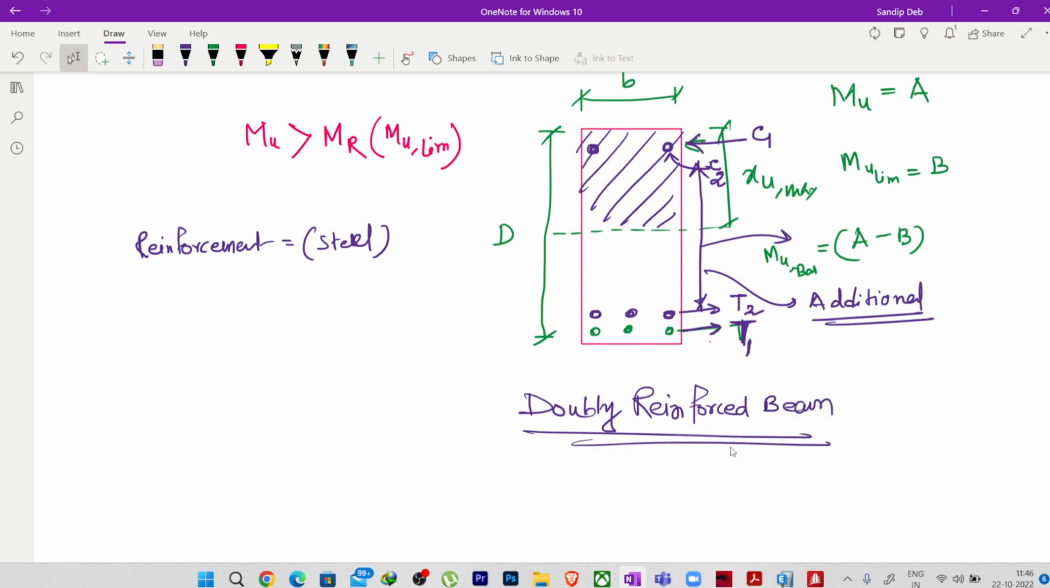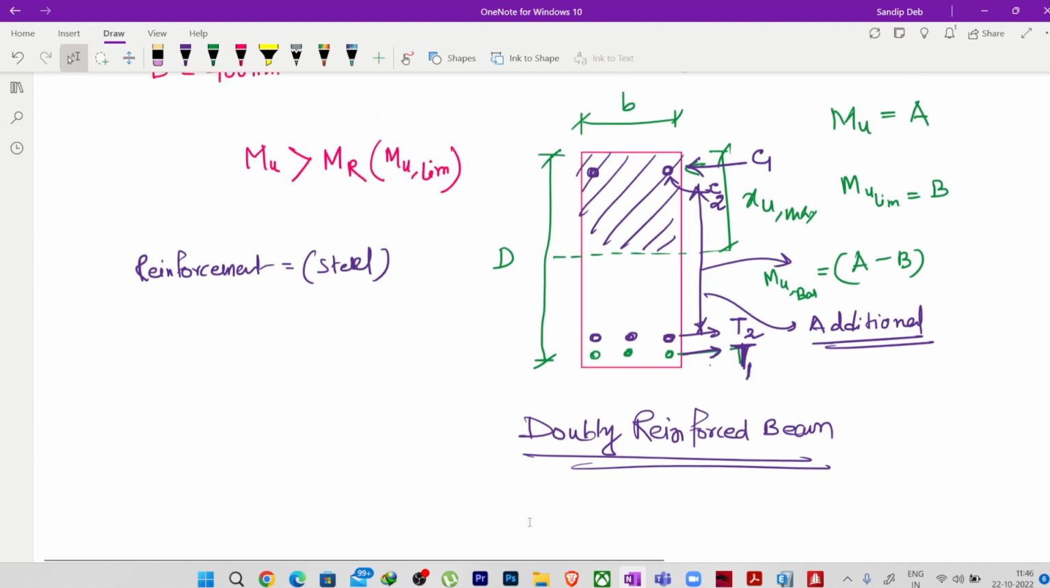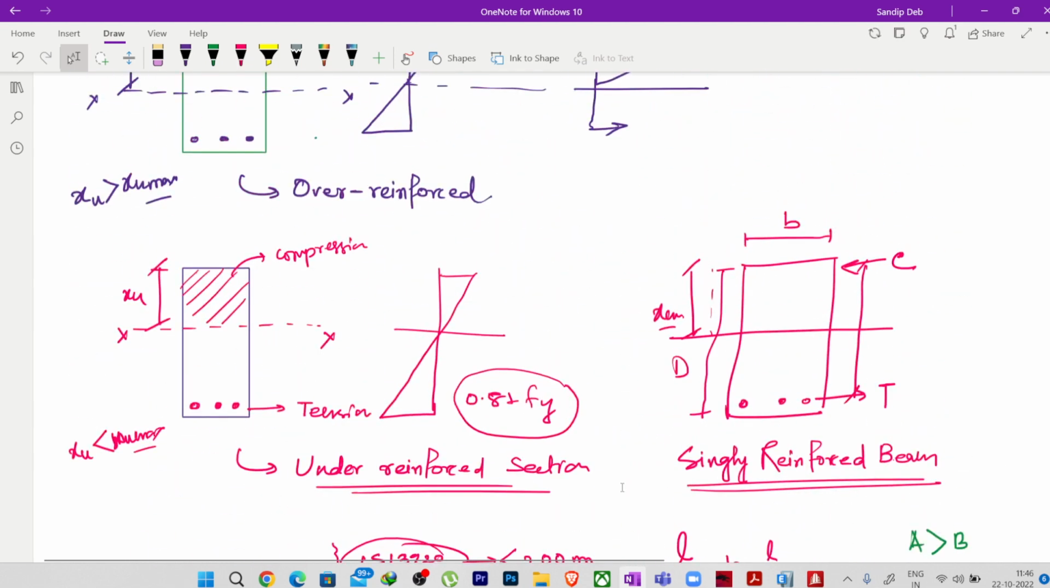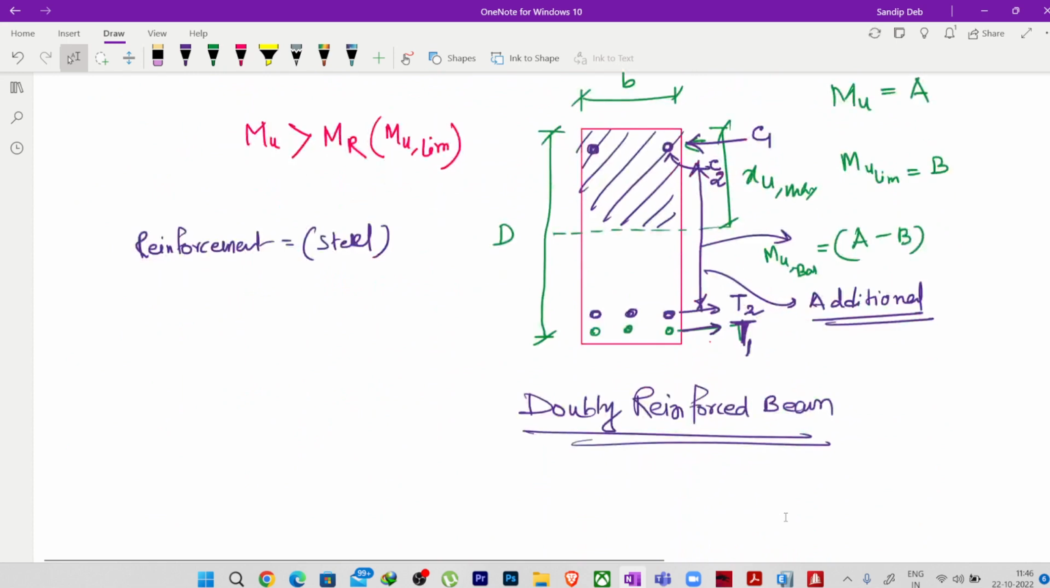Doubly reinforced. But it is always recommended that we should try to keep our beam as singly reinforced as much as possible. Wherever it is very much required, like after discussion with the architect, if it is not even possible to increase the depth of the beam or increase the section size of the beam, in those cases we may go for the doubly reinforced section.